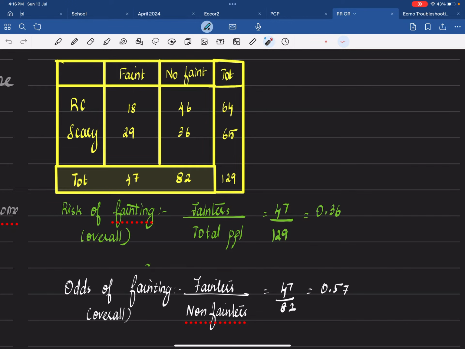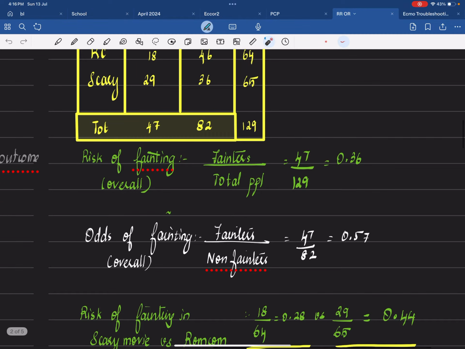Okay, the mathematics I will not sit and do. What are the odds of fainting? How would we calculate our odds of fainting? It is the outcome of interest divided by the outcome of interest not happening. So in this case, it will be fainters divided by non-fainters, which is 47 by 82, which comes to 0.57. Do you see the difference now? The risk number is different, and the odds number is different. Correct? Odds slightly overestimates it. Okay, so let's leave it at that.